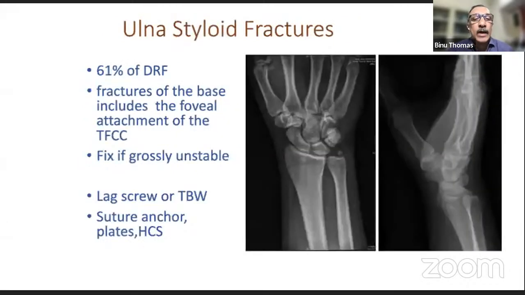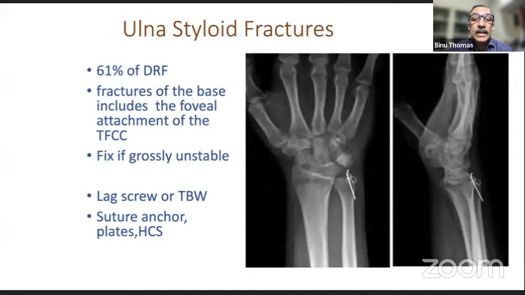Coming to the ulnar styloid fracture, it is seen along with 60% of distal radius fractures and can be fractures of the tip of the styloid or including the base where the foveal insertion is there. If grossly unstable, we always fix it with various techniques like a tension band wire, as you can see on this X-ray.